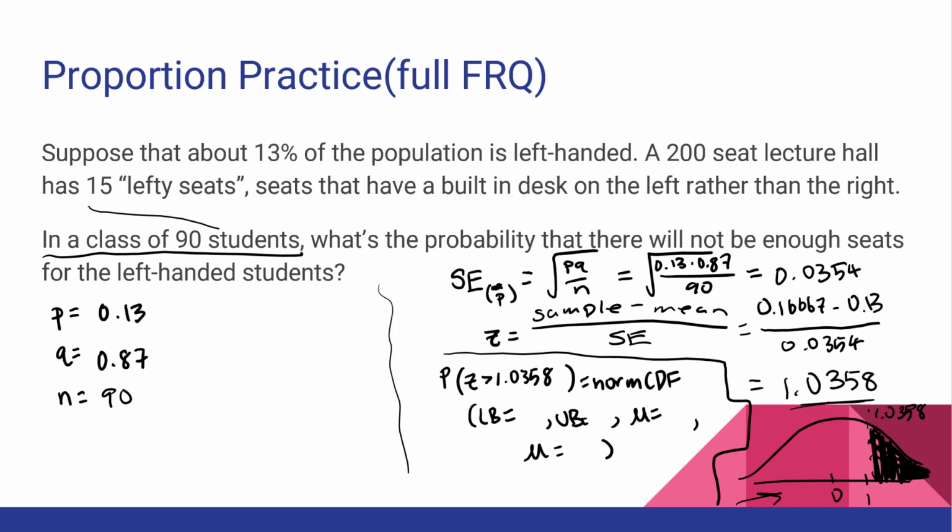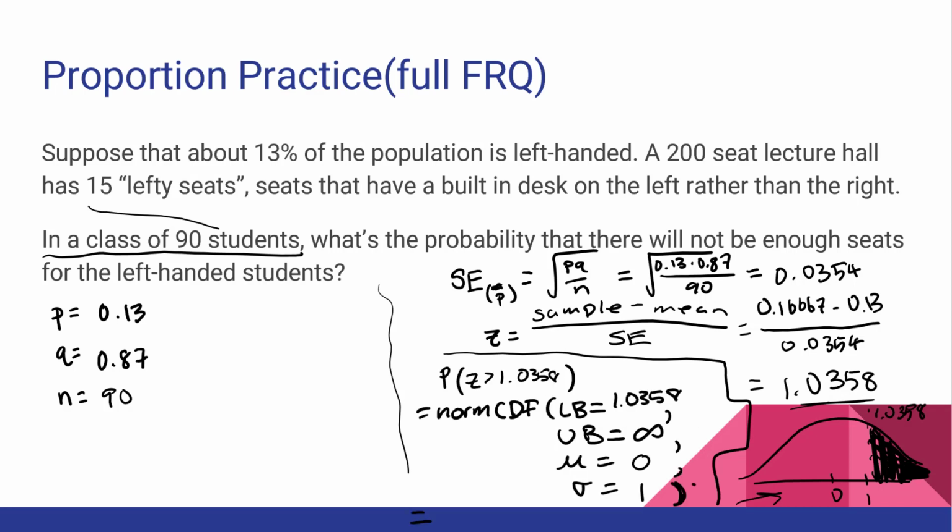So our lower bound here is whatever's cutting off the beginning of our area. In this case, that is 1.0358. And we want to know the area from here to infinity. So our upper bound is just going to be infinity. Our mu is the mean of the standard normal model, so that is 0. And this should be sigma, my bad. Our sigma, standard deviation, is equal to 1.